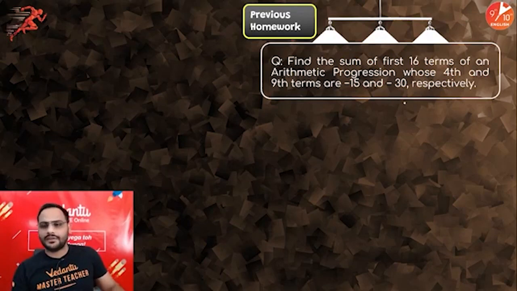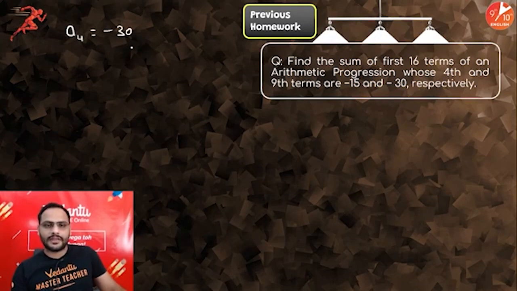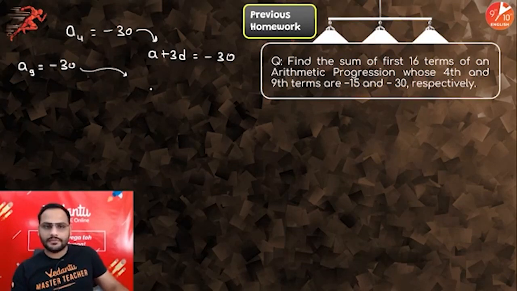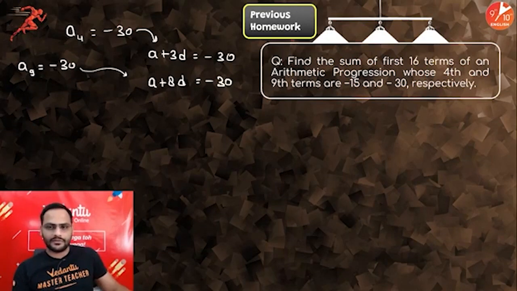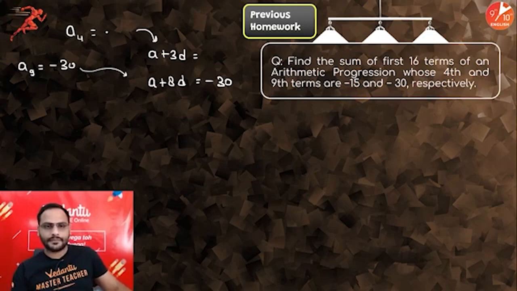So you want to find the sum of the first 16 terms, where the 4th term is given as minus 15. This can be written as a plus 3d is equal to minus 15. And then they have given the 9th term as minus 30. The 9th term can be written as a plus 8d is equal to minus 30. Here I have to write it minus 15, I'll change it over here. This is minus 15.